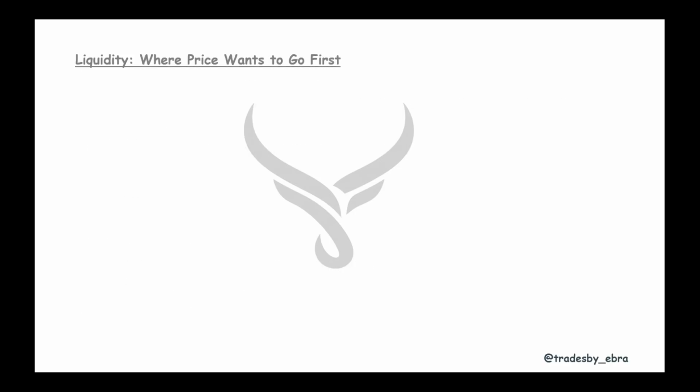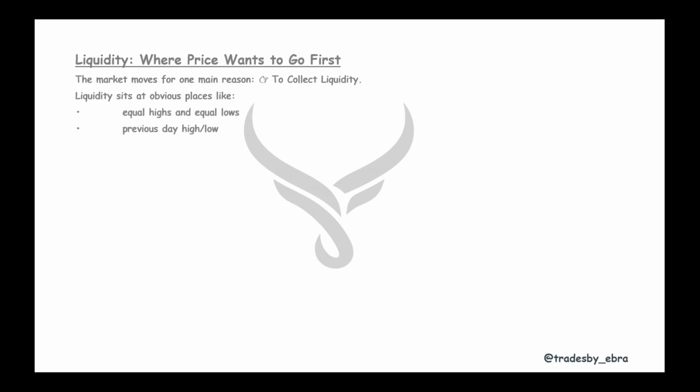Okay, now liquidity. We took that in the episode on liquidity and PDRAs. We are going to go through it first here. The market, we all know, moves for one main reason: to collect liquidity. Liquidity sits where? Equal highs, equal lows, previous day high, previous day low, session highs, session lows, swing highs, swing lows, trend line touches. Everyone can see that.